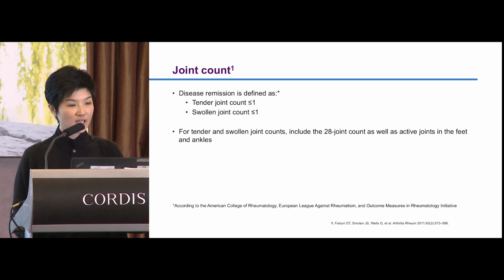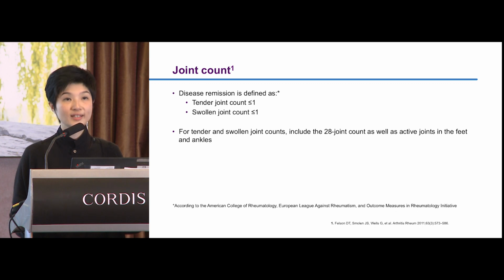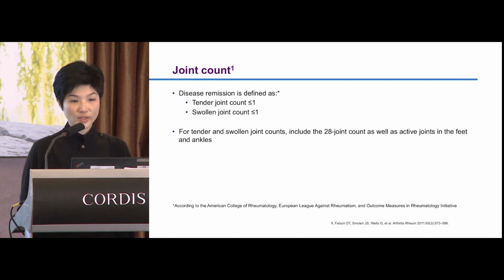For joint count, according to the American College of Rheumatology, EULAR and Outcome Measures in Rheumatology Initiative, disease remission is defined as tender joint count less than or equal to 1, and swollen joint count less than or equal to 1. For tender and swollen joint counts, we use the 28 joint count, and we also look for active joints in the feet, at the MTP joints, and also the ankles.